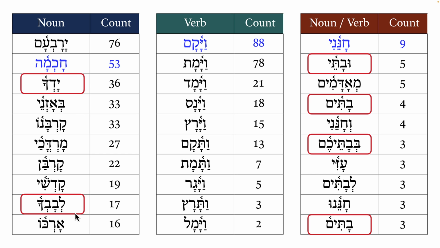However, there are a couple of exceptions pointed out. These are no exceptions. These are fine. Vayakom, vayamot, vayamod, vayanos, vayarots, vattakom, vattamot, etc. Okay, these are pretty much okay. There's no problem with this central pillar.